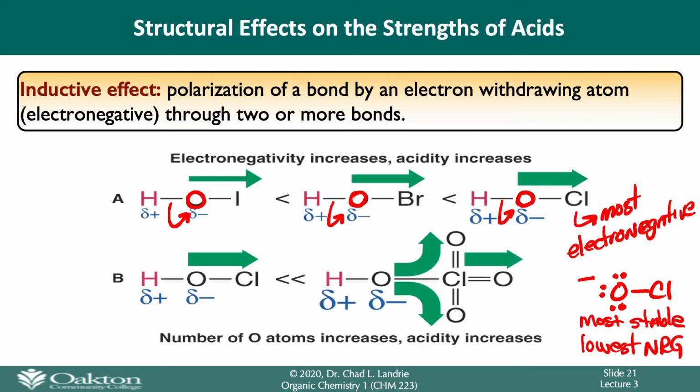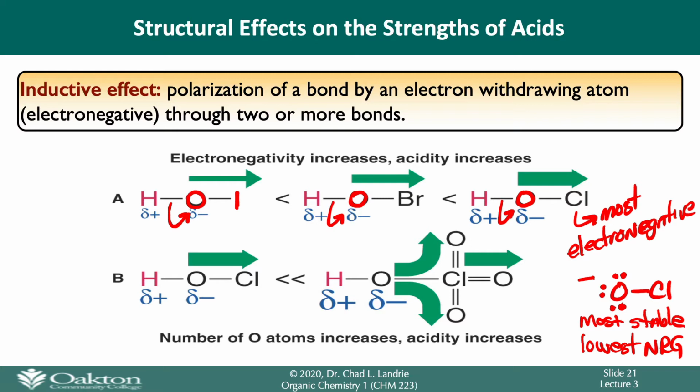We call this the inductive effect. The ability of distant atoms to pull electron density towards themselves and reduce the amount of electron density on negative atoms is called the inductive effect. And it's doing that pulling through the sigma bonds that are attaching all of those atoms. Iodine is the least electronegative of these atoms, and so it does the least pulling. And if it does the least pulling, then the conjugate base is the least stable. It's the highest in energy.